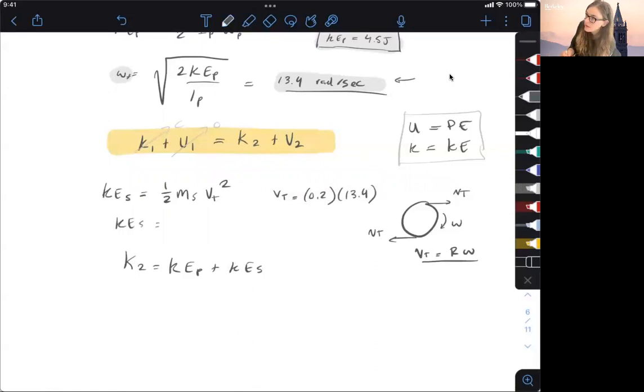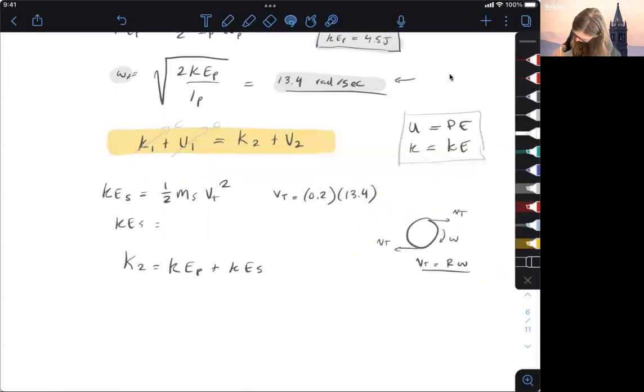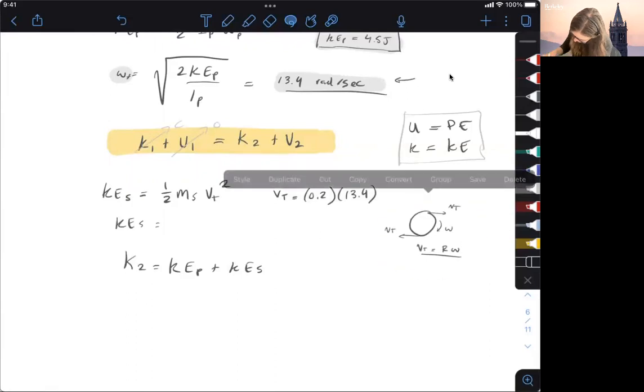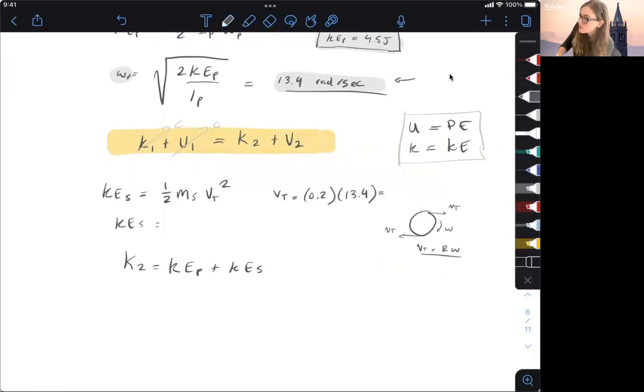KEs is going to be equal to final value of, well, actually I'll write the vt out here first. So, sorry. So we know this relationship is true. Our vt is equal to 2.68 meters per second. And then our KEs here is equal to 5.39 joules.